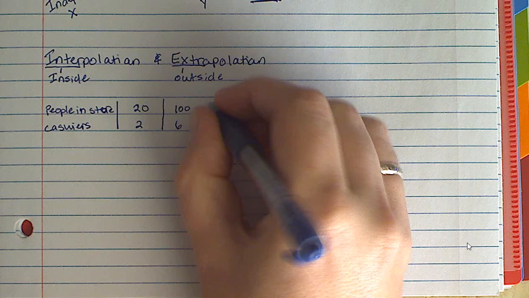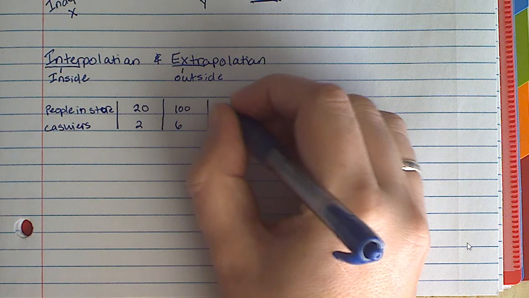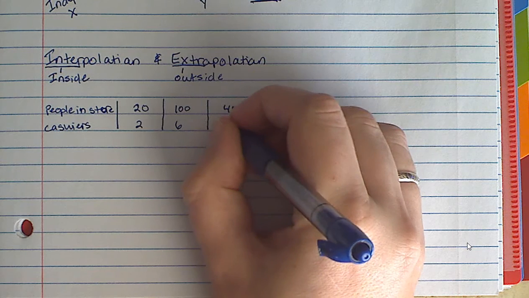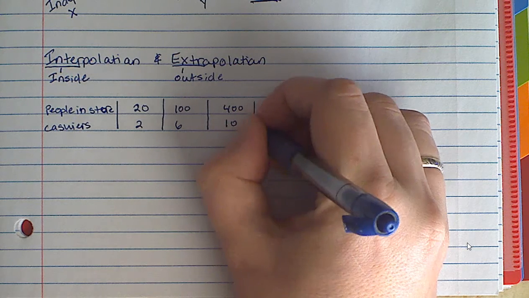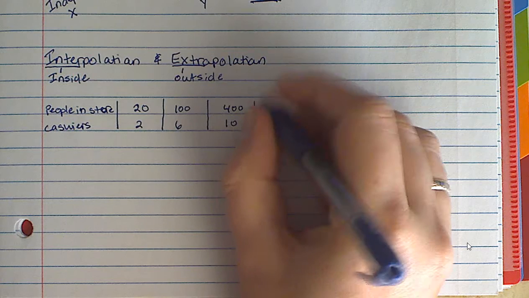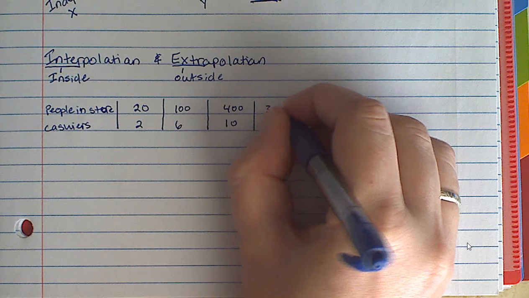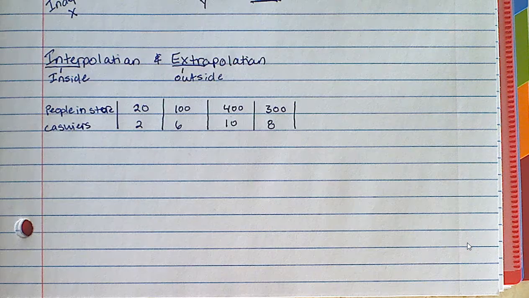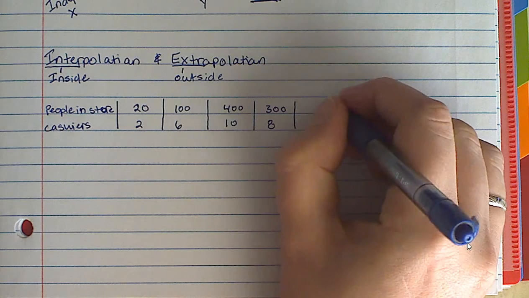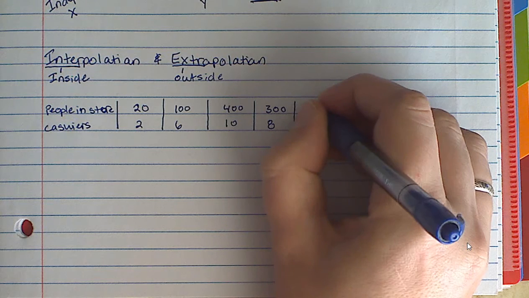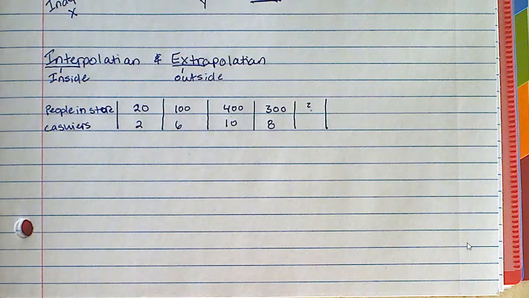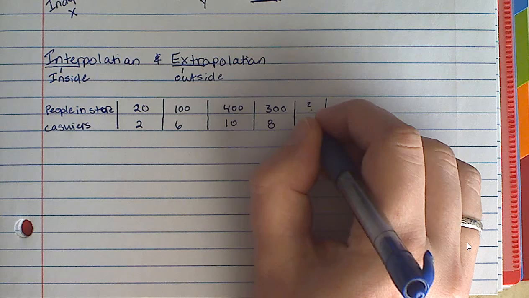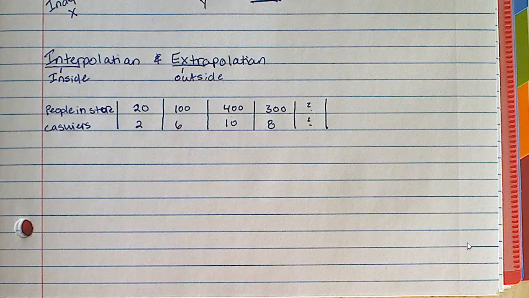Later on in the day, they're predicting 400 people in the store, so they've staffed themselves with 10 cashiers. Later on in the same day, they're predicting 300 people in the store, so they've staffed themselves with 8 cashiers. And then further on in the day, they don't know how many people they're going to have in the store. It's a question mark. So they also don't know how many cashiers to staff the store with.